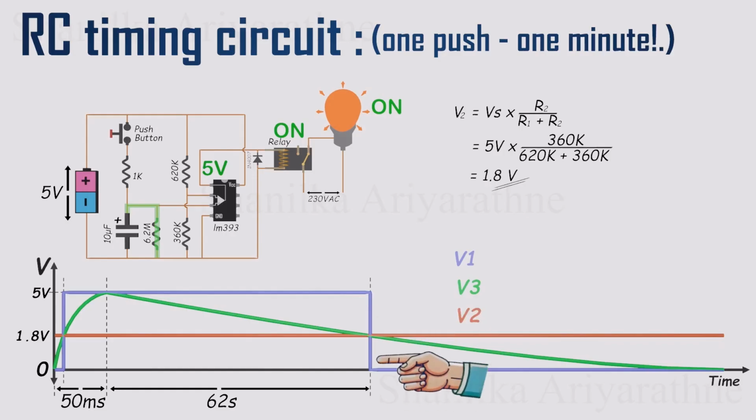But even after the relay is off, the capacitor keeps discharging, and V3 continues to fall all the way down to 0 volts. The best part? You can easily adjust the delay time by changing the resistor or capacitor values. Bigger resistance or bigger capacitance means a longer delay. Smaller values give you a faster one.